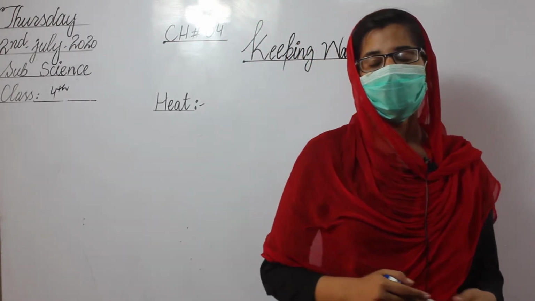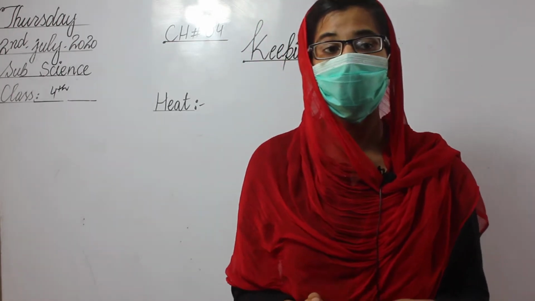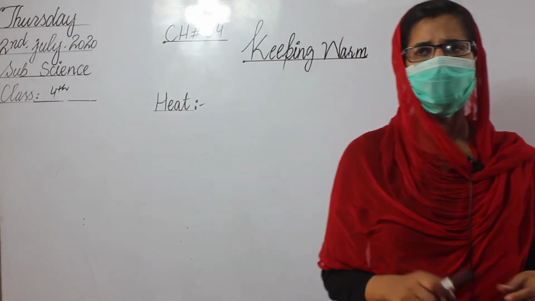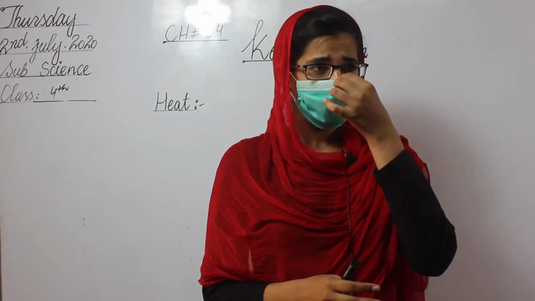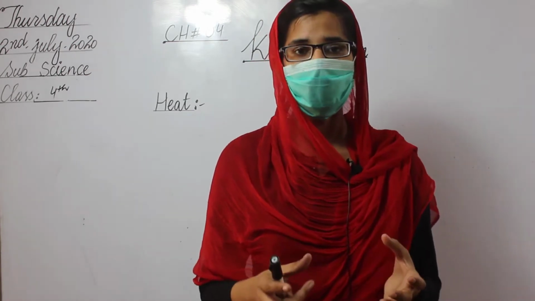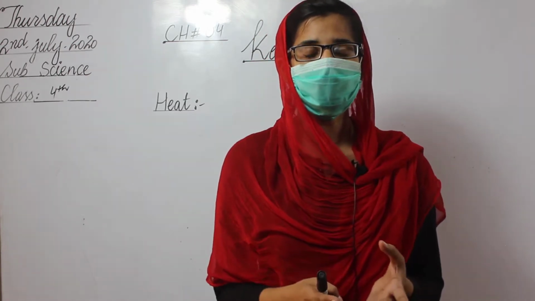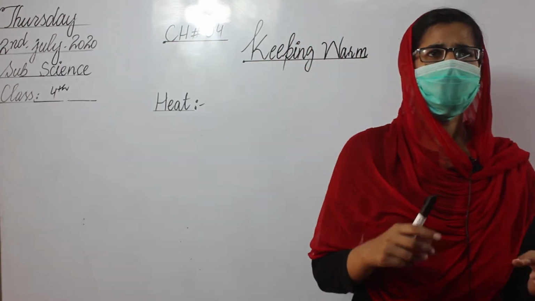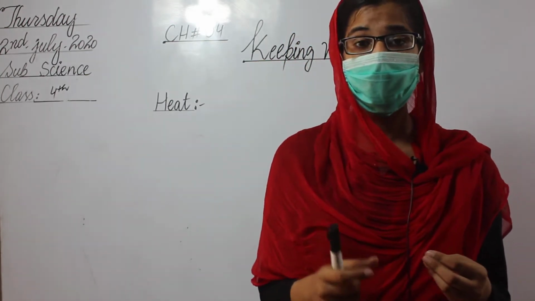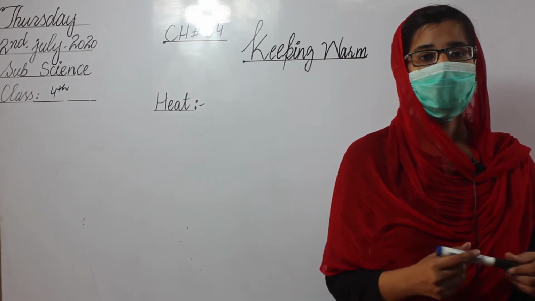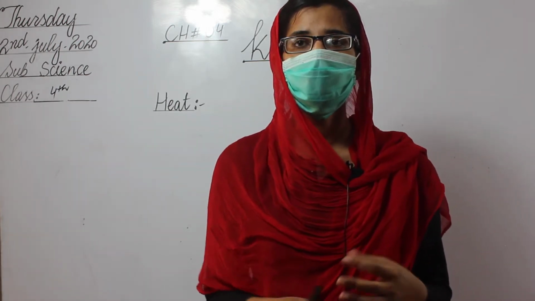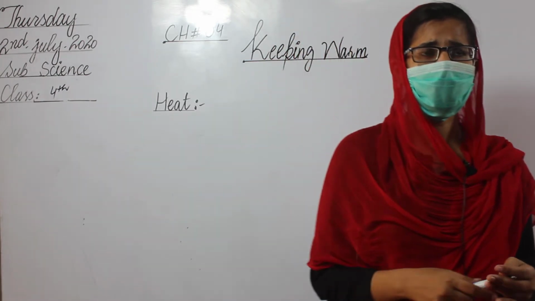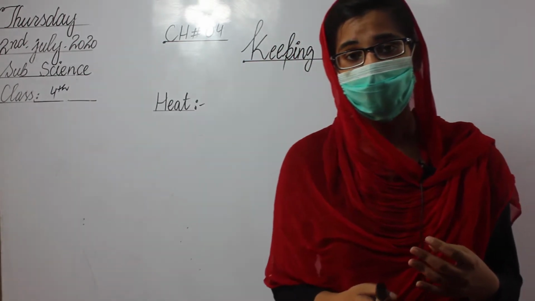In our last lecture we learned about temperature and an instrument which is used to measure temperature. Temperature is the measure of degree of hotness and coldness of an object, and the instrument we use to measure temperature is called a thermometer. A thermometer is used to measure the temperature of an object. We have learned about the different kinds of thermometer.